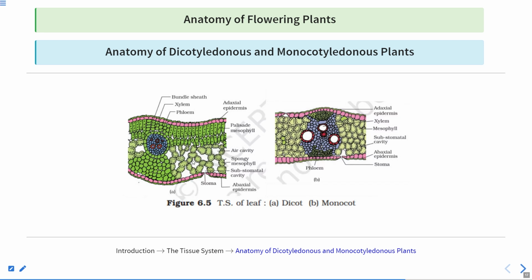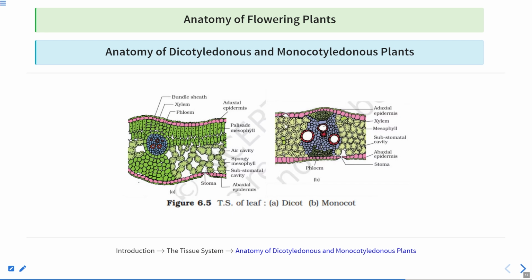In the lower region, it has the spongy mesophyll cells, and in between they have large air cavities, right? Some stomatal cavities are also there, and it has the stomata, so the gaseous exchange takes place here. If you see the vascular bundles, they have bundle sheath cells surrounding them, and the vascular tissues are present in this region.